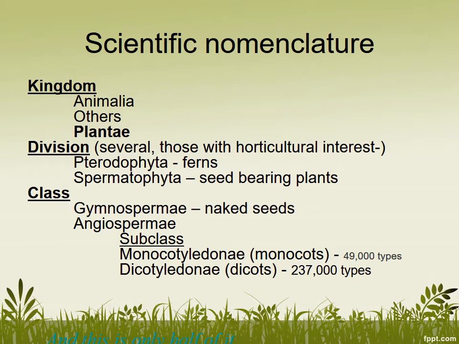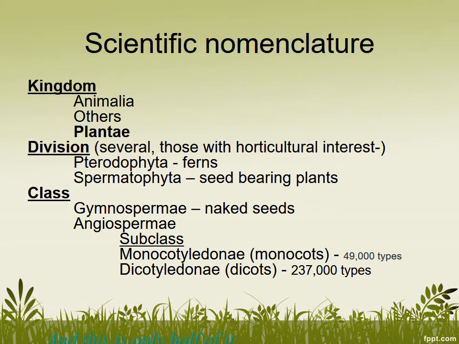So under scientific nomenclature, starting at the very top largest group, you have a kingdom. We all know that we have an animal kingdom. We also have a plant kingdom. Below that is further divided into divisions. One group is ferns, and then spermatophytes are seed-bearing plants.